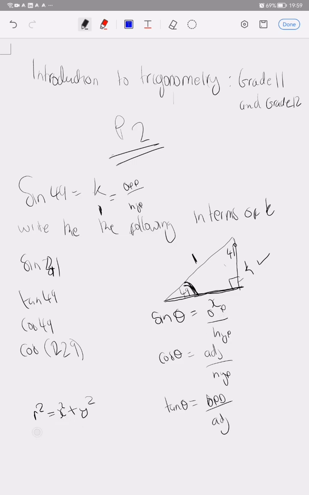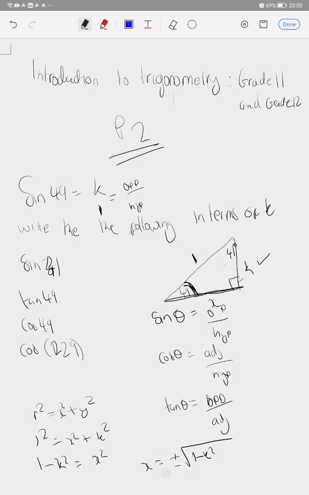So what is my r squared? It's going to be y squared is equal to x squared plus y, which is k squared, right? So this is 1 minus k squared is equal to x squared. Then x is equal to plus or minus the square root of 1 minus k squared.